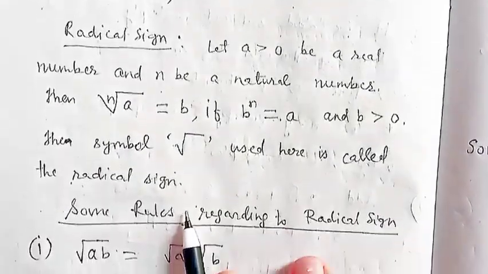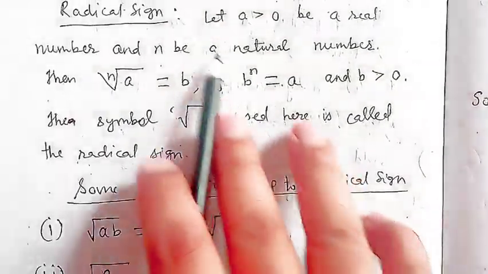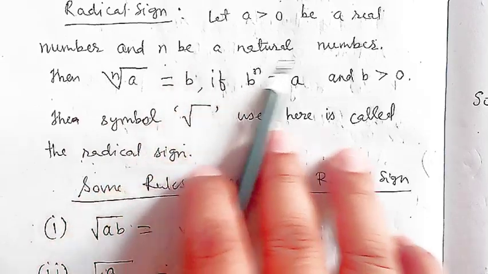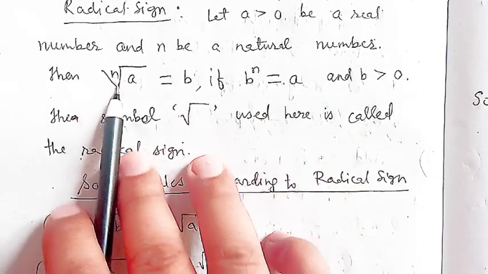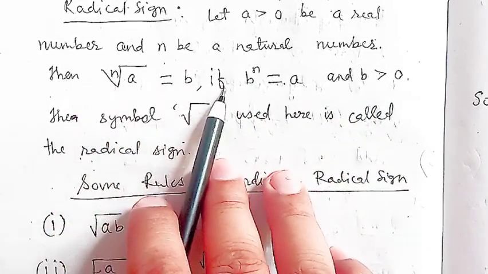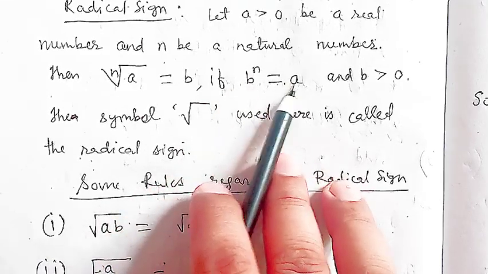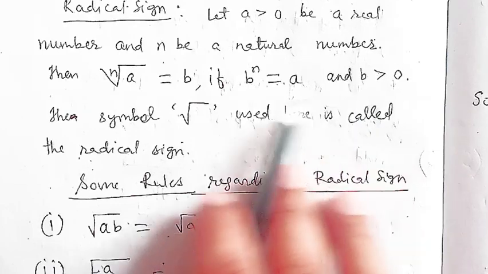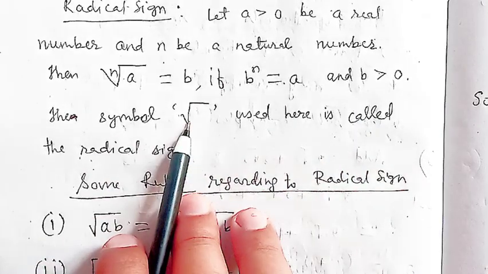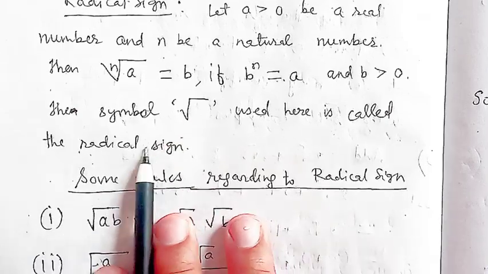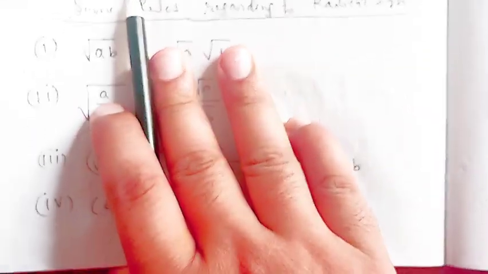Radical sign. What is a radical sign? Let a be a positive real number and n be a natural number. Then the nth root of a is b if and only if b to the power n is a and b is positive. This symbol is called the radical sign. Some rules regarding the radical sign.